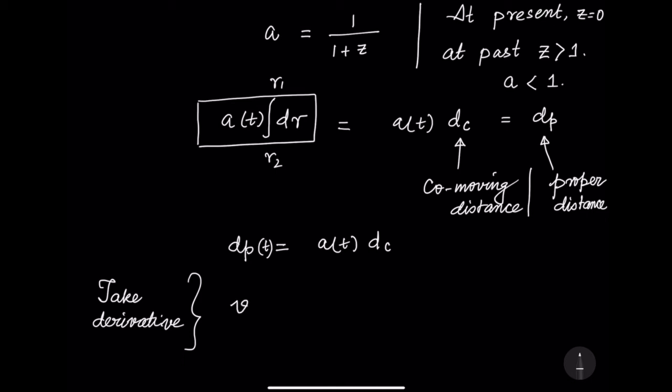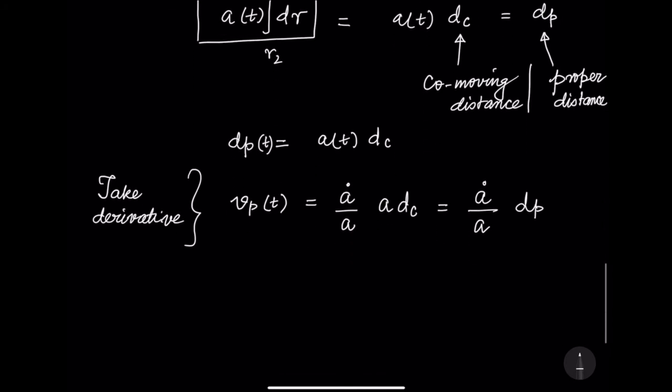I can call this a velocity, which will be essentially a dot. And I forcefully divide it by a, then I get a times dc, which I can write as a dot by a, and a times dc is again nothing but dp, the proper distance.